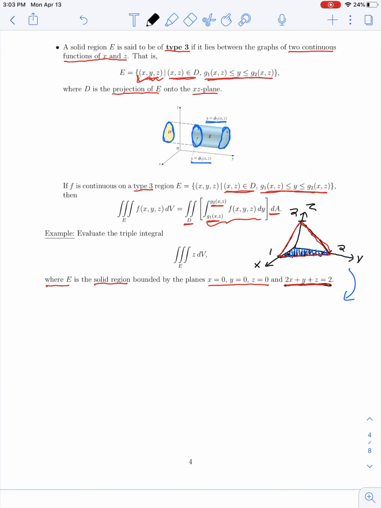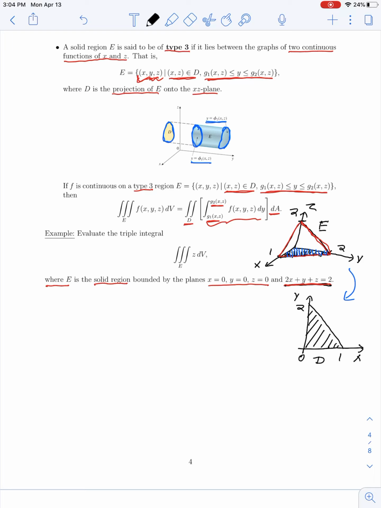So here, our projection of this solid region E onto the xy plane gives us a triangular plane region where our y-intercept, we recall, was 2, our x-intercept was 1, and we're looking at this triangular region in the first quadrant with those intercepts. So this region we could call D, our plane region that we're going to integrate over.